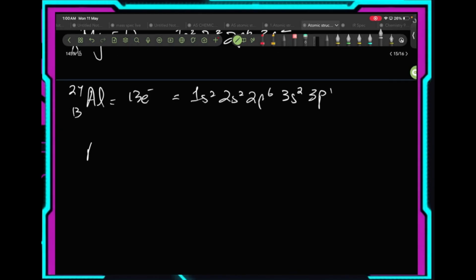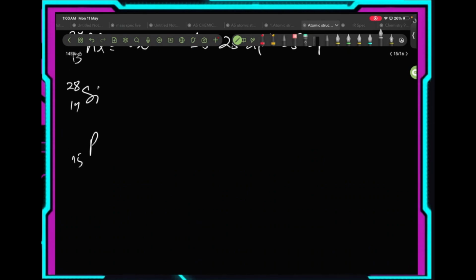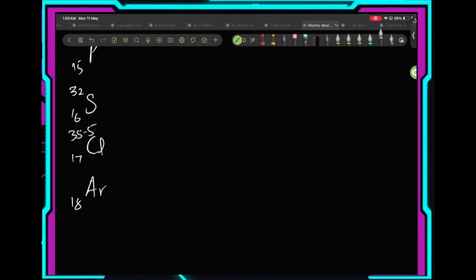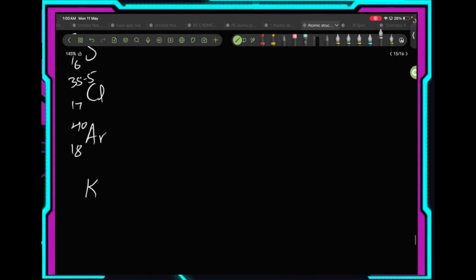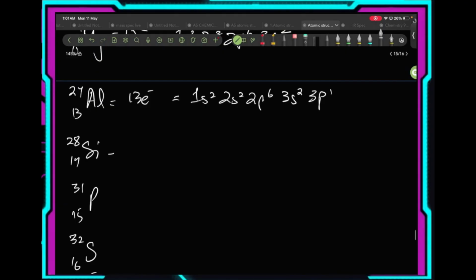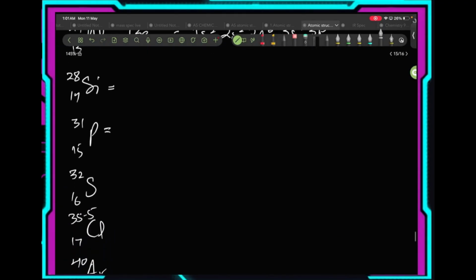What about silicon, 14 28? Then phosphorus, 15 31. Then you have sulfur, 16 32. And then you have chlorine, 17 35.5. Then you have argon, 18 40. Then you have potassium, 19 39. And then you have calcium, 20 40. Okay, start from here, from silicon.